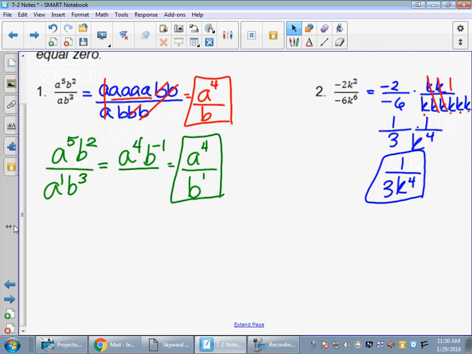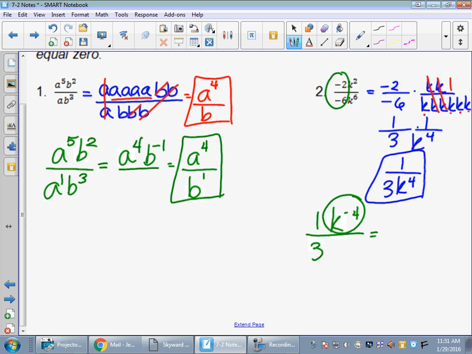So let's see if I can get that answer using the rules. When I do my rules, numbers aren't going to change. The numbers are going to just divide like we've always divided. So -2 divided by -6 is going to give me a 1/3, simplifying the fraction. And then k squared divided by k to the 6, I'm going to subtract the exponents. 2 minus 6 is -4. Can't leave my answer that way. So the k to the -4 has to come down below and become positive. So 1 over 3k to the 4th. And they match.